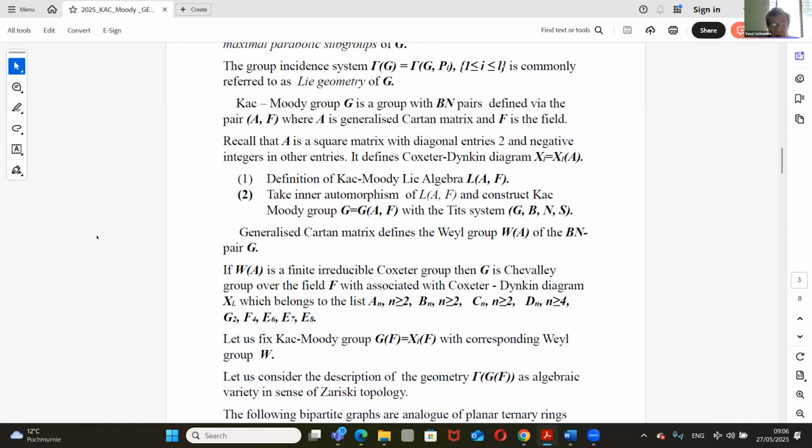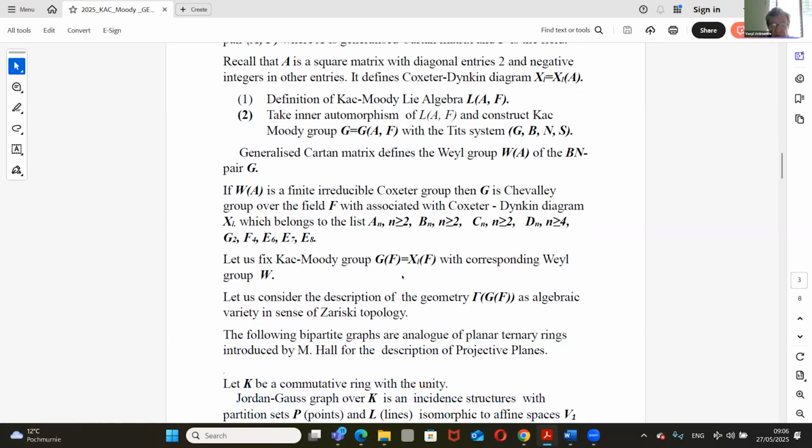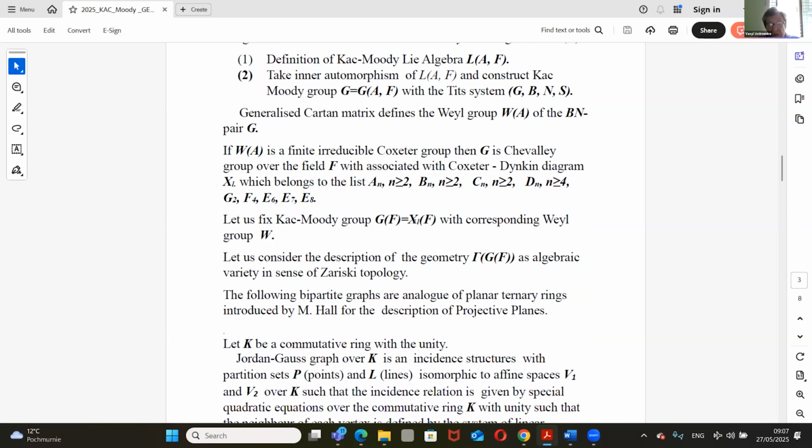If W_A is a finite irreducible Coxeter group, then G is a Chevalley group over the field F with associated Coxeter-Dynkin diagram X_l, which belongs to the list A_n, B_n, C_n, D_n, G2, F4, E6, E7, E8. So let's fix a Kac-Moody group G(F, X_l) with corresponding Weyl group W. Because it has a BN pair, there is a geometry of this group. We have maximal parabolic subgroups, and taking them we get the group incidence system.